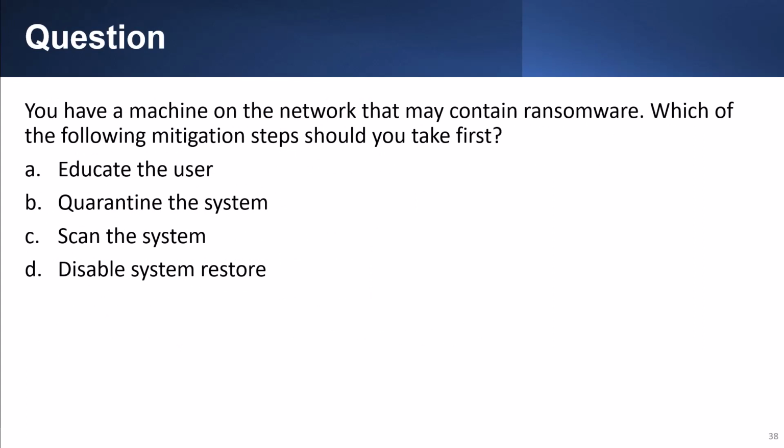Question. You have a machine on a network that may contain ransomware. Which of the following mitigation steps should you take first? Answer. Quarantine the system.